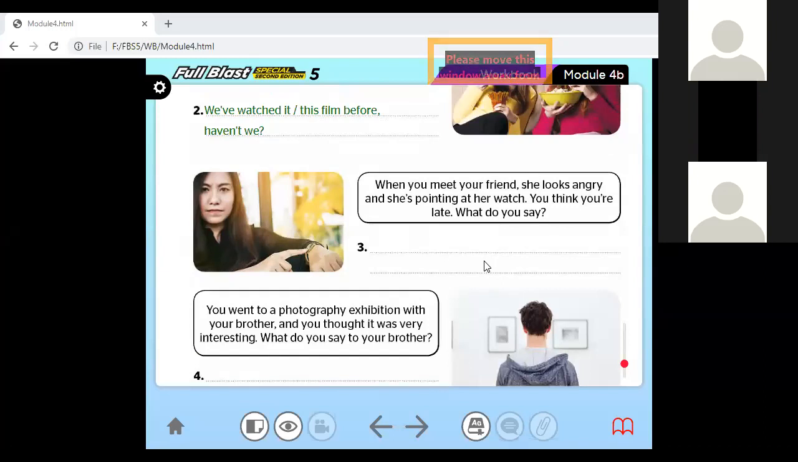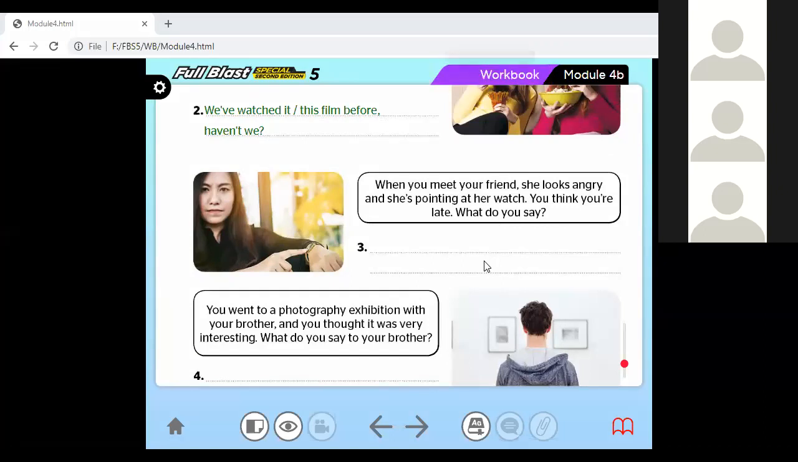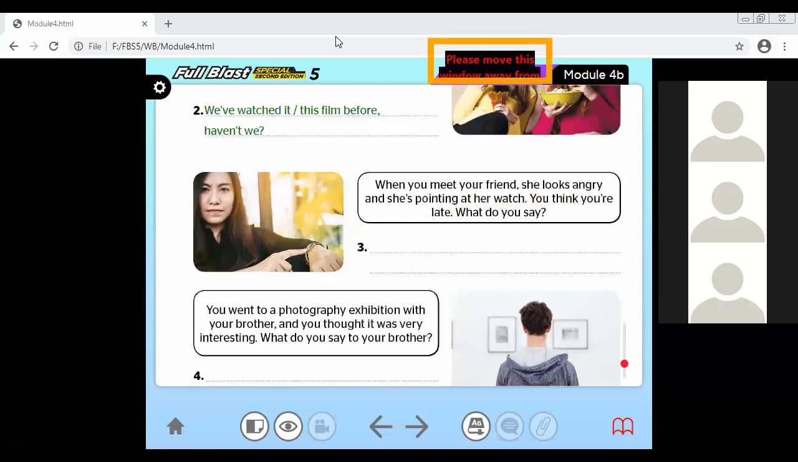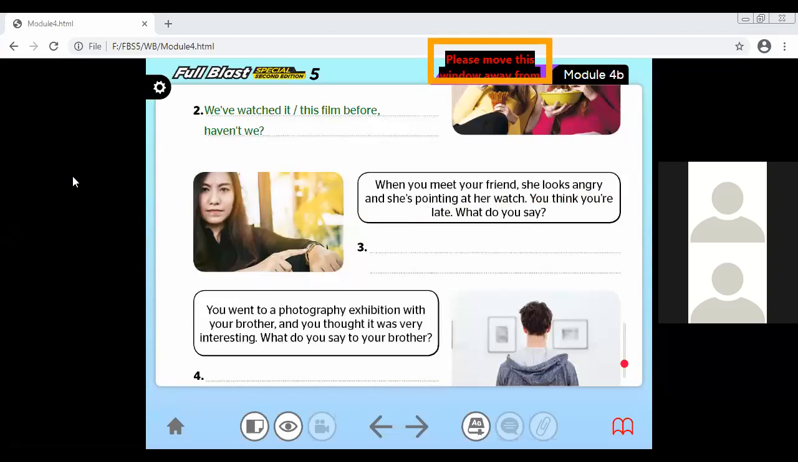Okay, let's begin from number three. When you meet your friend, she looks angry and she's pointing at her watch. So, of course, you see the picture in front of you. See this lady? Suppose that she is your friend and you are going to meet her, but suddenly you find her angry and looking at her watch. So, of course, you will think that you are late.